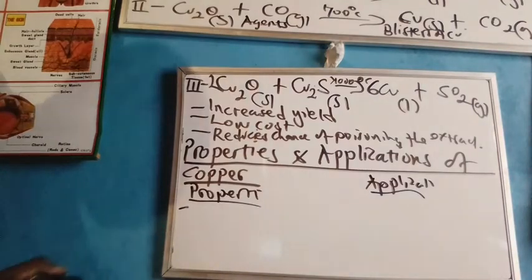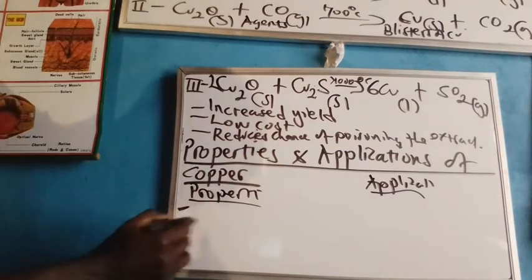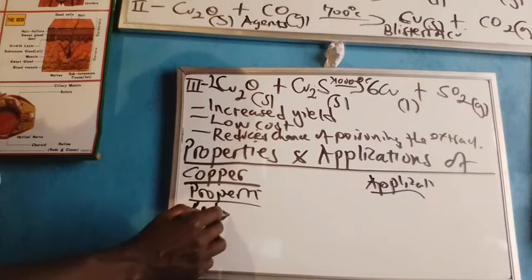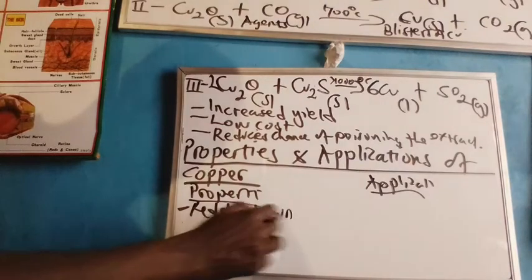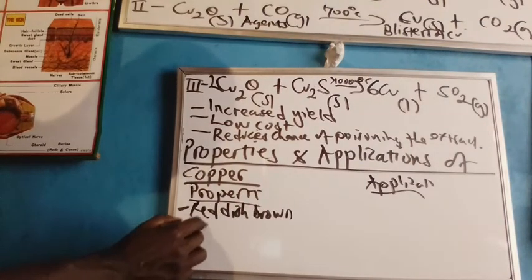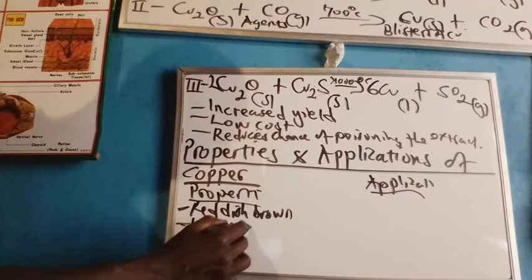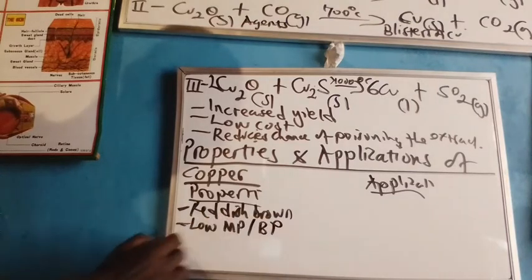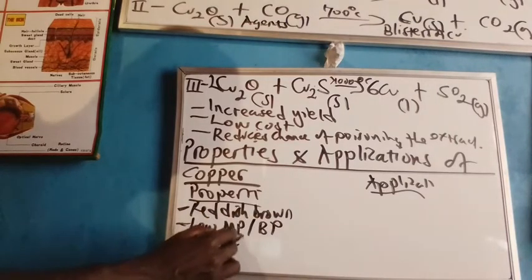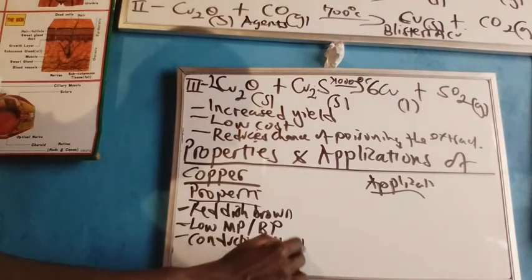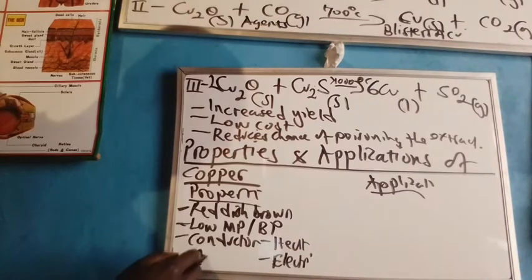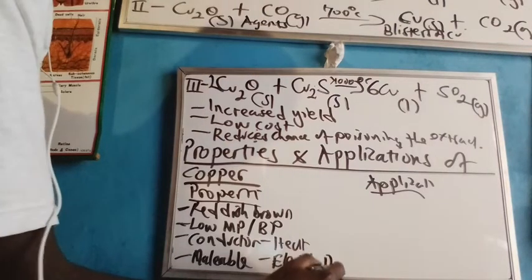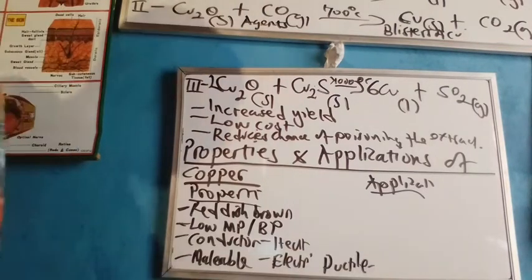So copper is a red metal, so it's actually reddish brown. It has a low melting point and boiling point. It's a good conductor of both heat and electricity. And it is malleable, which means it can be spread into sheets, and it is ductile. It can be drawn into wires.